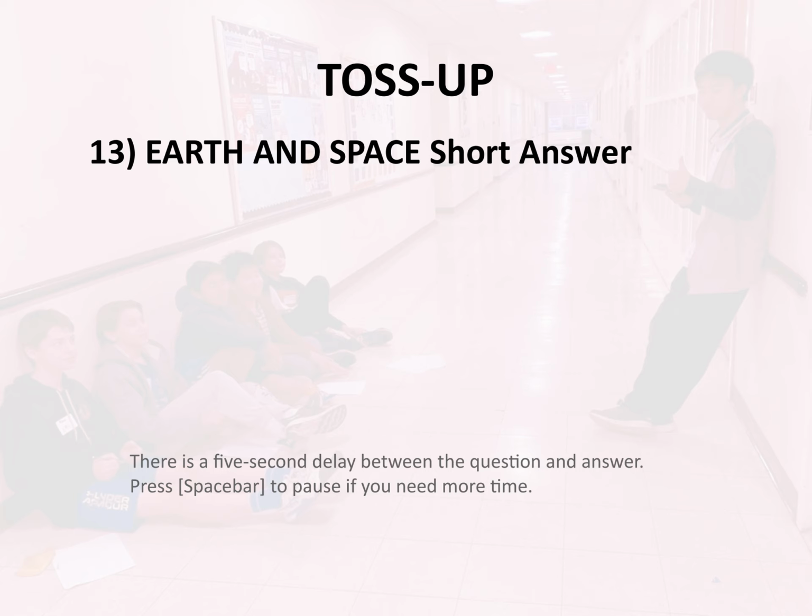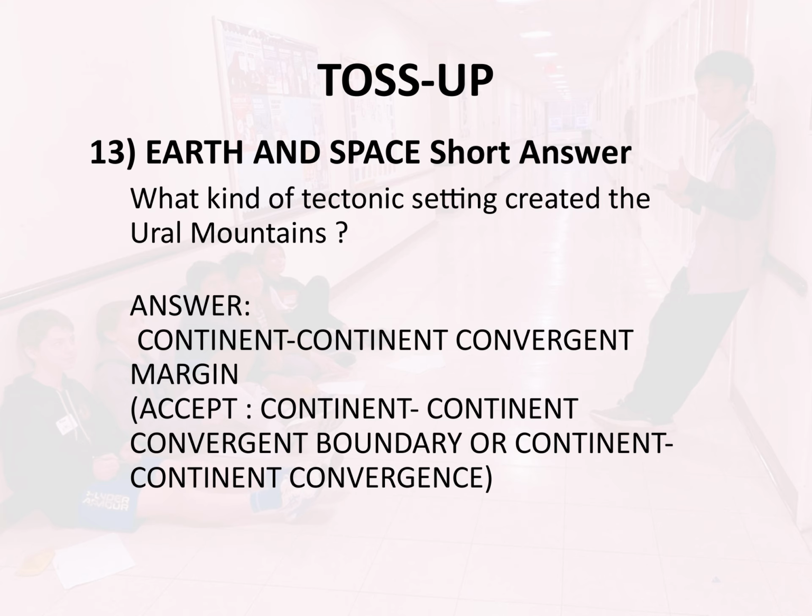Toss-up 13. Earth and space. Short answer. What kind of tectonic setting created the Ural Mountains? Answer: Continent-continent convergent margin.